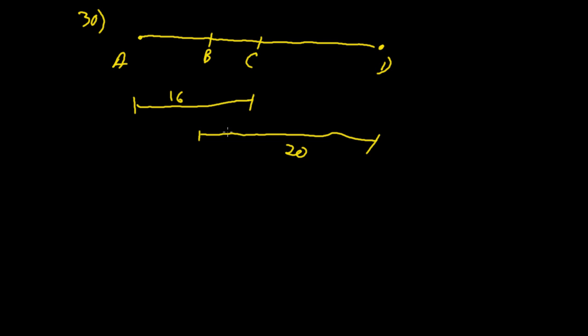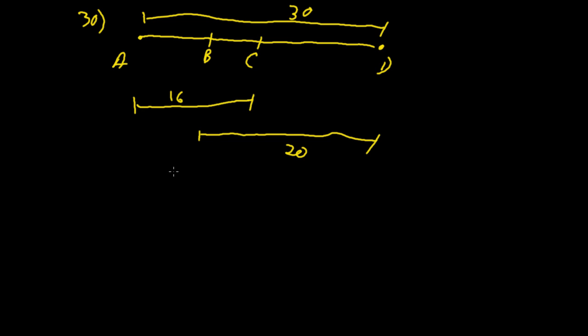How many units long, if it can be determined, is B to C? Oh, and this entire line length is 30 units long. So you might be tempted to just subtract 16 from 20 to get this middle piece of length BC, which is 4, but that's not correct.